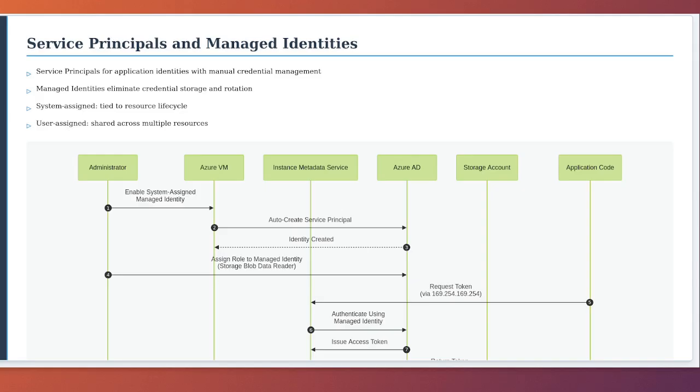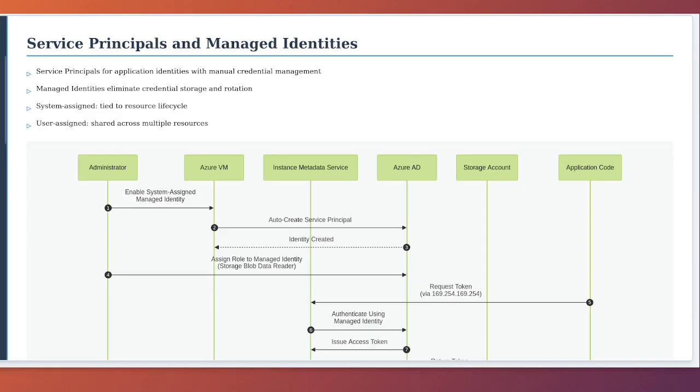Azure provides two identity types for applications: service principals and managed identities. Understanding when to use each is important for security and operational efficiency. A service principal is an identity for an application or service that you create in Azure AD. It's analogous to an AWS IAM user for applications.